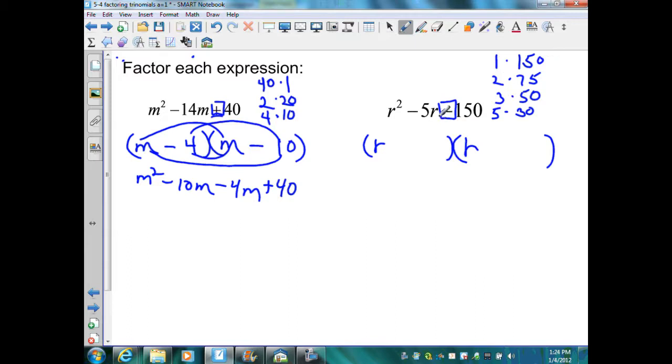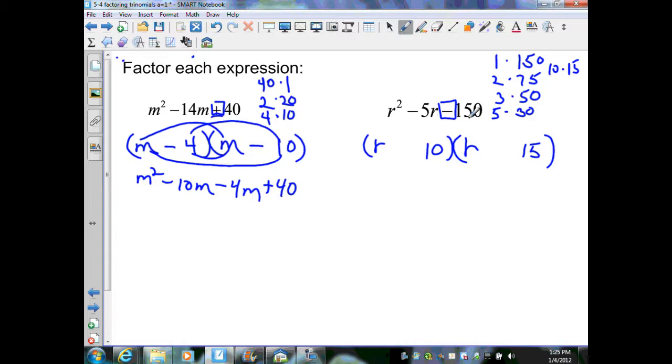I think what we know is we're heading to 10 times 15. 10 times 15 is going to give me 150, but 10 from 15 will give me 5. Now I just have to determine how I get the negative 5. So our product of factors for 150 is going to be 10 and 15. That will give me 150 for my constant term.